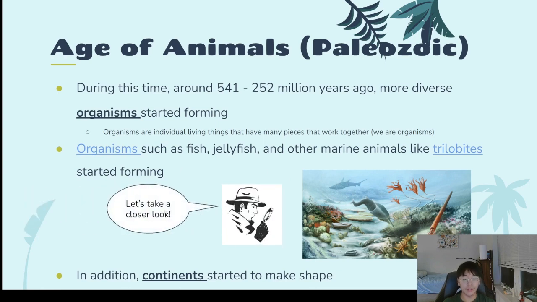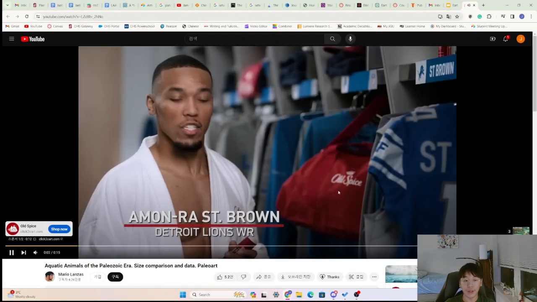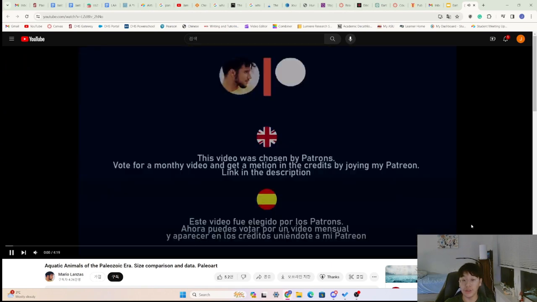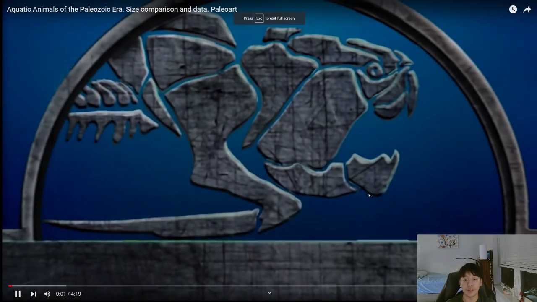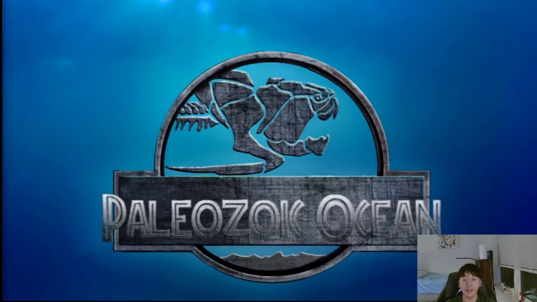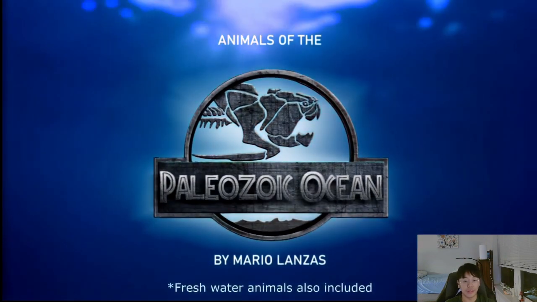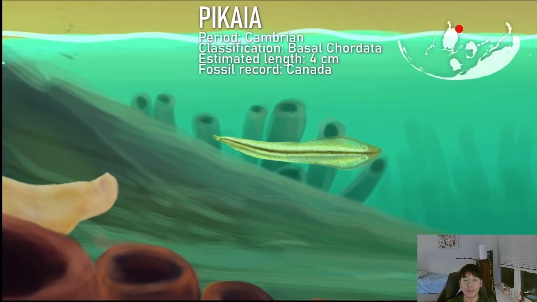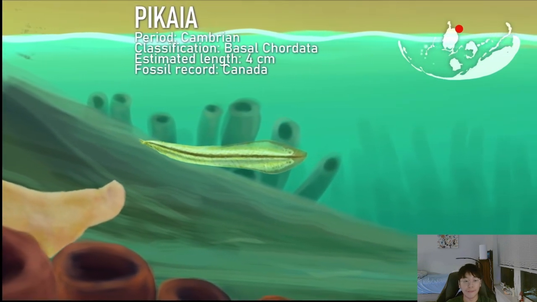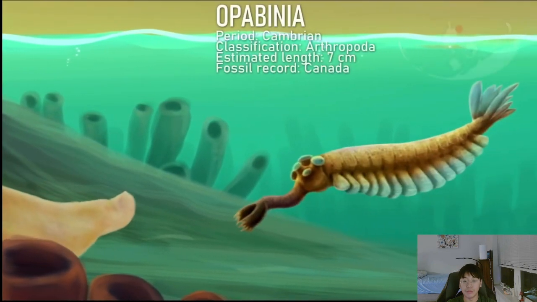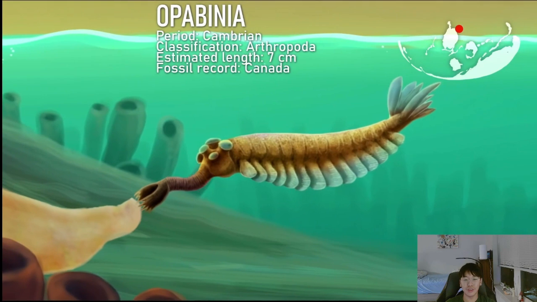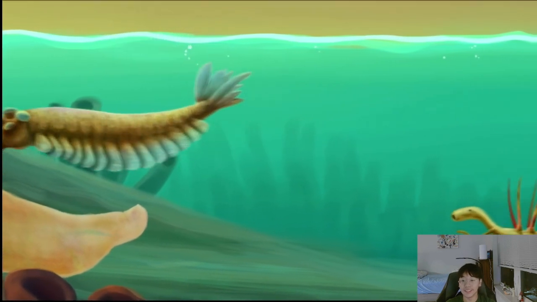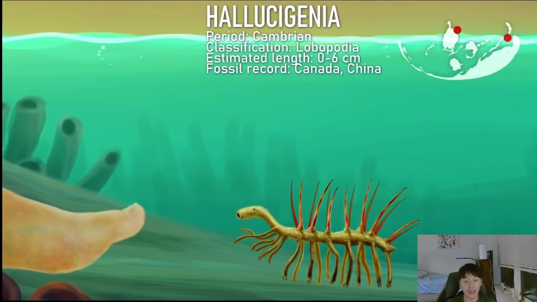So I have this detective here, and he says, let's take a closer look at these animals or organisms. If we click here, we have a video, and this will show what exact organisms were living during these time periods. So you can see the Paleozoic era, which is the official name of the age of animals. There were these sorts of organisms. Oh, there were also this weird shaped shrimp-like organism. Very interesting. That one almost looks like a plant.